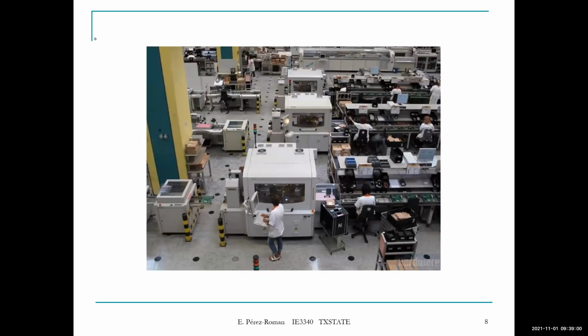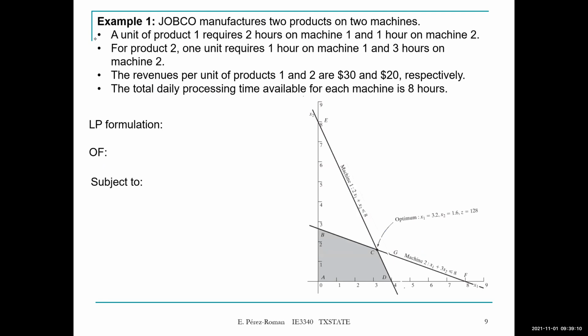Okay, so we're going to start with an example from a manufacturing facility with two jobs or two products on two machines. Again, we have to keep it small in order to represent this graphically. So we're going to have only two products on two machines. A unit of product one requires 2 hours on machine one and 1 hour on machine two. For product two, one unit requires 1 hour on machine one and 3 hours on machine two. We also have the revenues per unit for products one and two, which are $30 and $20 respectively. And the daily processing time available for each machine is 8 hours.